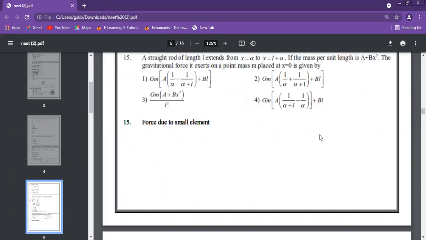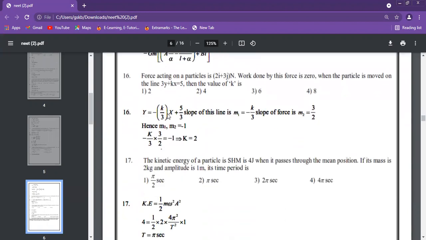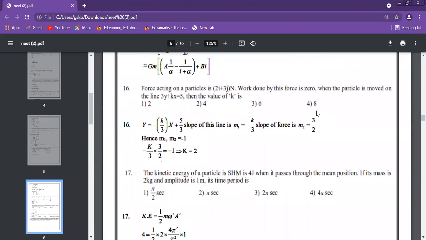Linear mass density they gave here. See, this is the solution. Force they gave, and the work done by it is 0, they ask. This equation you write in terms of the straight line equation y is equal to mx plus c. Here, the slope is minus k by 3. From this slope value, y component by x component, equating this, the y component is 3 and the x component is 2. So 3 by 2 is equal to minus k by 3, so we can find out the k value.